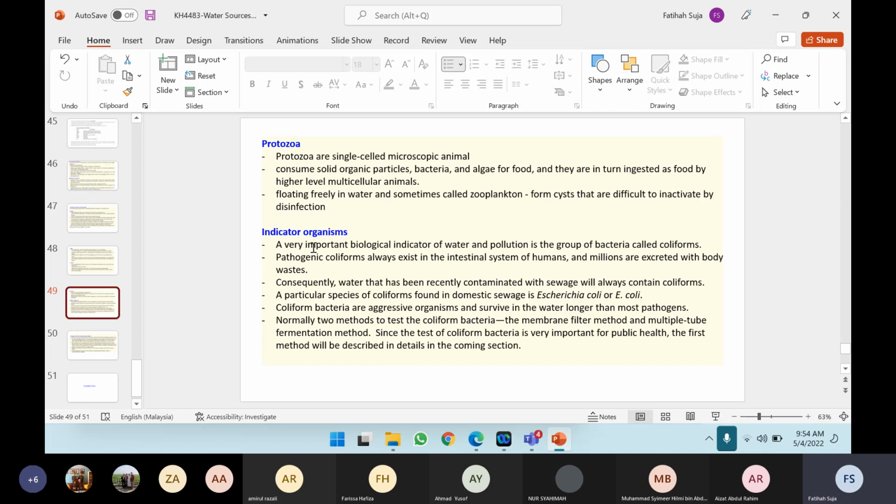So the indicator organisms are very important because the analysis of viruses or pathogens or bacteria is very difficult, time consuming, very tedious, and you need a proper lab. So by having this indicator organism, if you have this bacteria, then you know that you need to do something with the water, meaning you have to treat, you have to disinfect. So the indicator organism is the group called Coliform Bacteria.